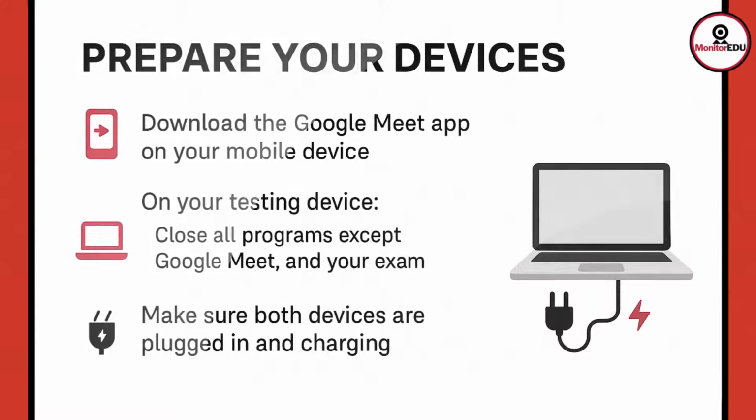Preparing your devices. Our proctor services require two separate devices, a mobile device placed to the side of you and a device for you to test on. The most common choice for these devices are a smartphone and a computer with webcam. The mobile device does not have to be a phone. You could use a tablet or second computer with webcam as a mobile device if a phone is not available.